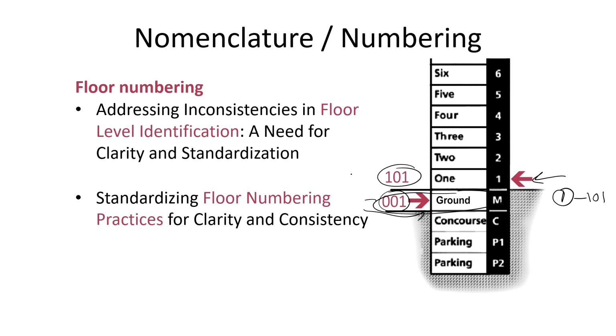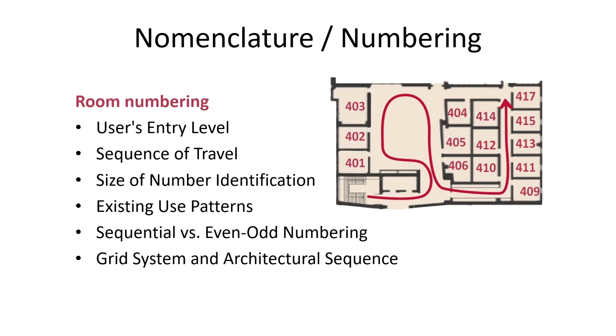Some people might find that 101 would be on the first floor, and some people might think, okay, since it starts with 1 and the ground floor is numbered as 1, it might be on the ground floor. This confusion is very prominent even in the place I am visiting. Now, let us go to the detailed part of it, which is room numbering.